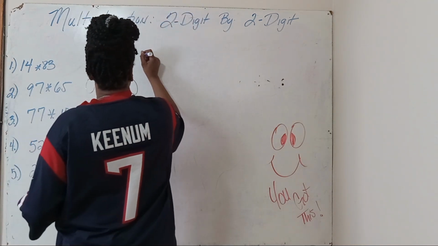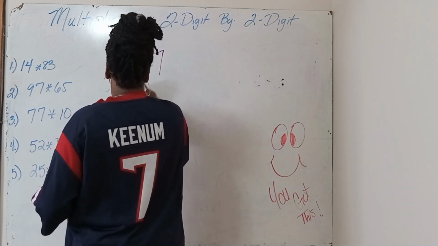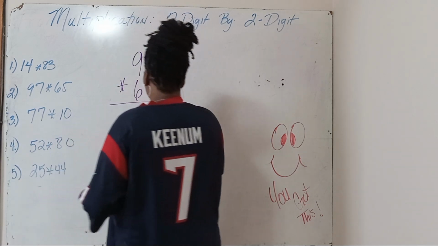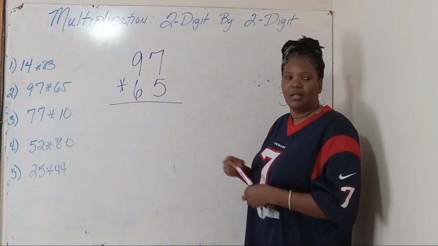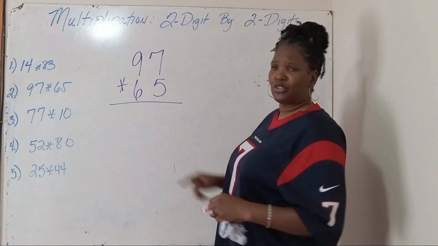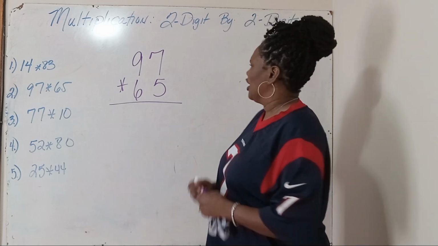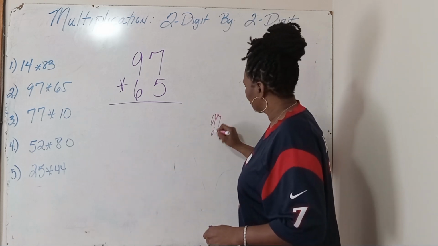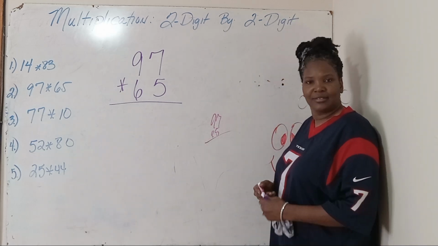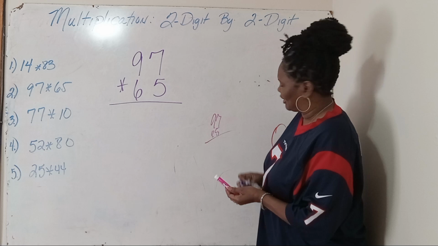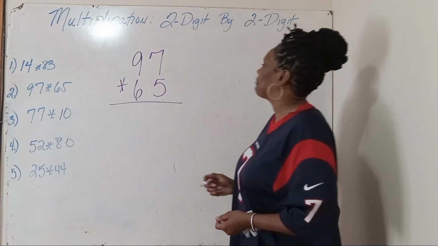Next problem, we have 97 times 65. See how I'm writing it nice and neat and spaced out so I can see what I'm doing? I want you to write your problems nice and neat and spaced out so you can see what you're doing. Don't write them like this. You can't tell what it is. Erase that and start over so you can see what you're doing, okay?